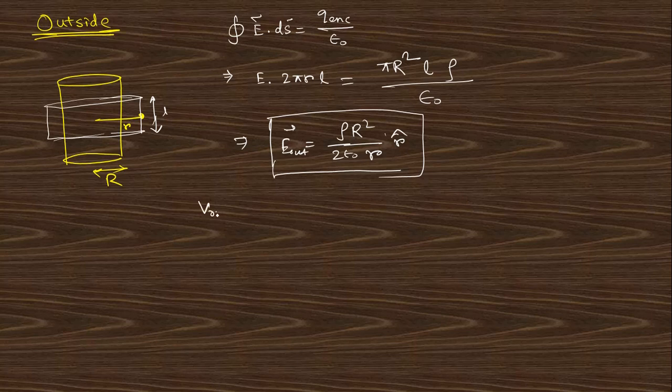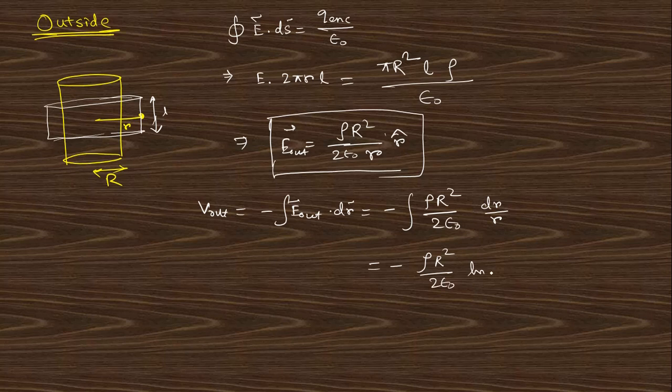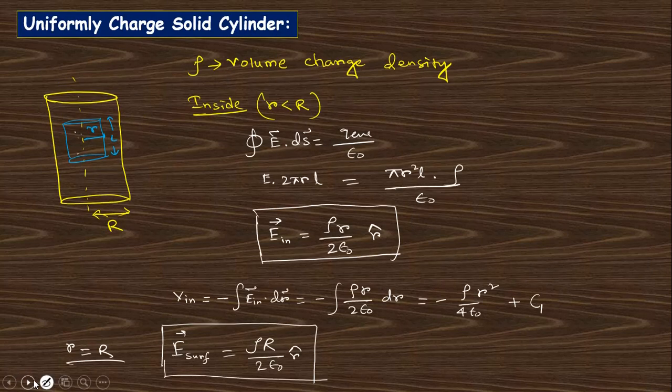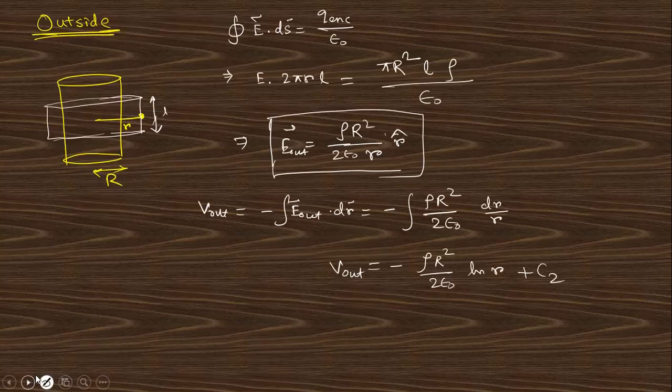So the corresponding potential will be minus E dot dr. So this can be written as rho R square by 2 epsilon naught dr by r. This is nothing but minus rho R square by 2 epsilon naught ln r plus C2. This is V out. Clear? So this was V in, and this is V out.